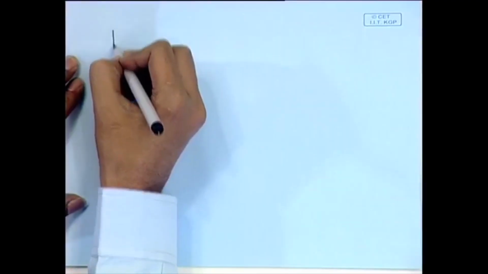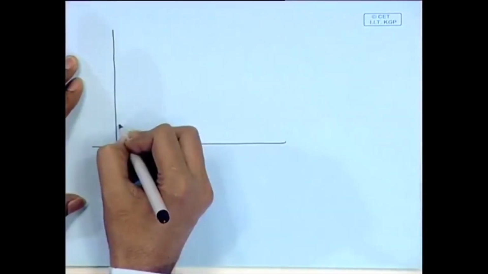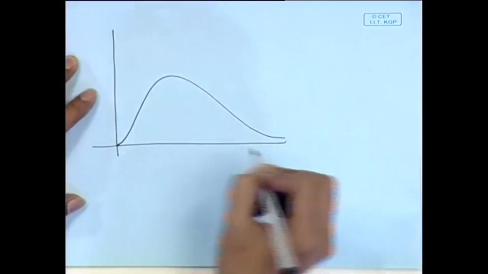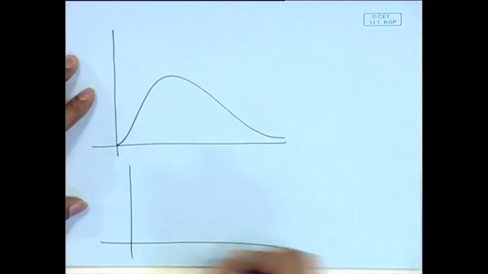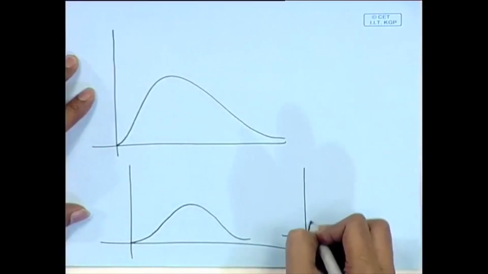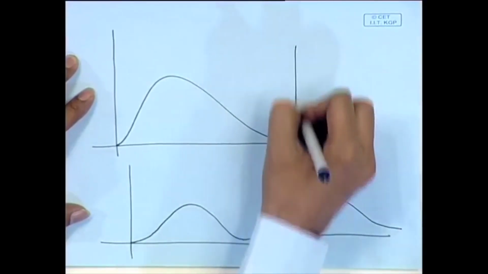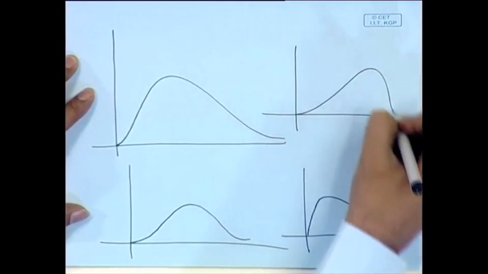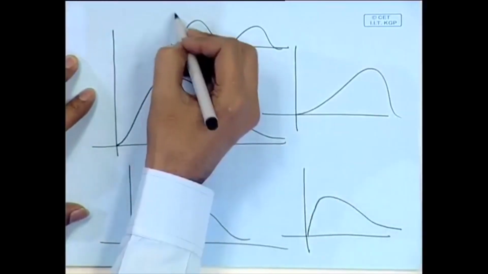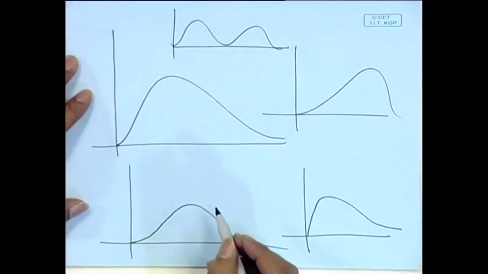Make a histogram, then the shape of the curves tells something about that. So, for example, if we draw a histogram and the curve is coming something like this, or a curve is coming like this, or like this, etc. So, let us look at these.